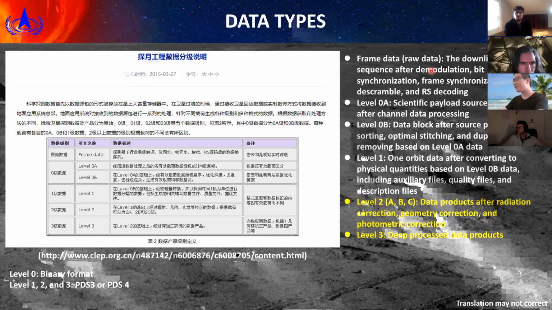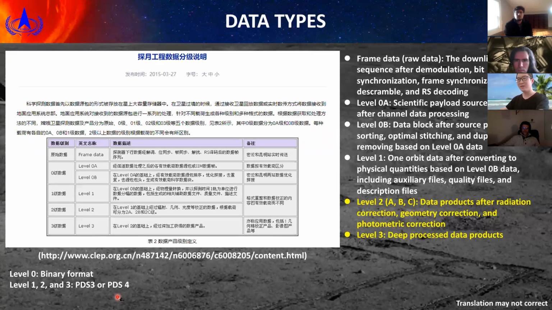From raw data to level 3 data, level 0 data is in binary format, and levels 1, 2, and 3 are in PDS format. According to my knowledge, the old Chinese missions like Chang'e 1, Chang'e 2, and Chang'e 3 are arranged in PDS3 format, and the new Chang'e 4 and future missions will be arranged in PDS4.